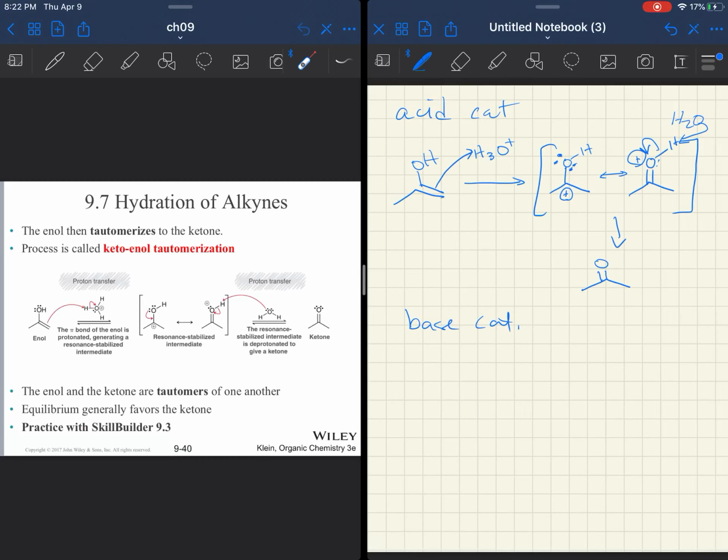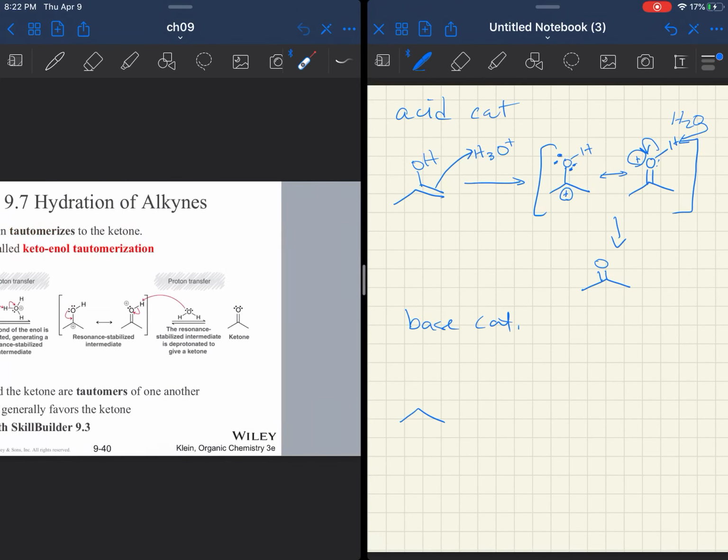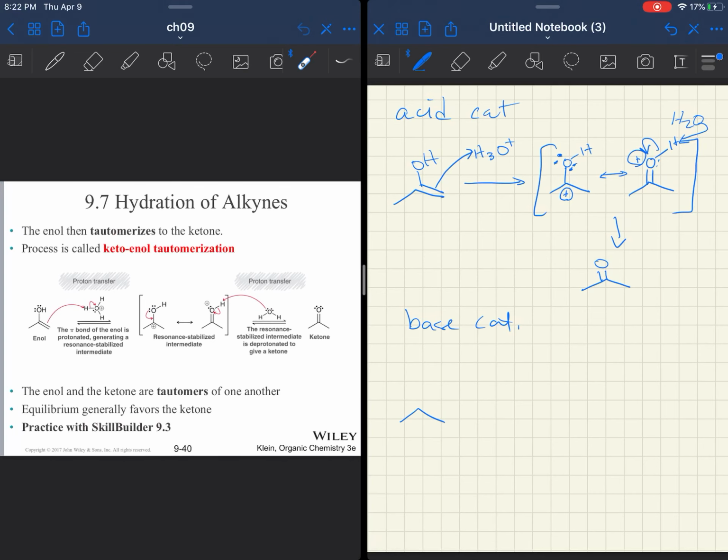This is acid catalyzed, so we get our acid back, right? The water picks that proton up. This is called a solvent-mediated proton transfer, right? The solvent is helping us move those protons around. Now, in base catalyzed, and that's not shown here, but we're going to look at it anyway.